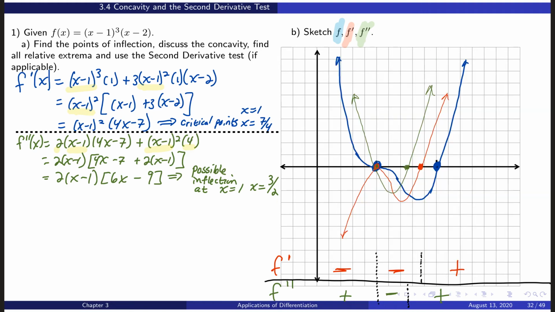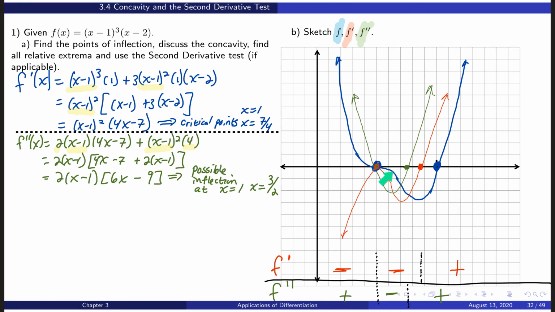Here are the final answers. F is decreasing, has a root at 1, decreasing, increasing, right past the critical value of 7/4, has another root at 2, and then continues up forever. The shape is concave up until you hit the root of 1, then it switches to concave down, so 1 is also a point of inflection.